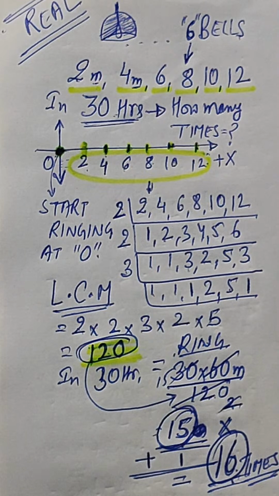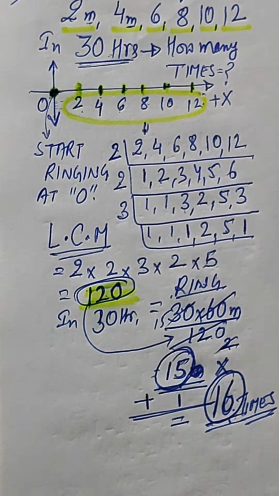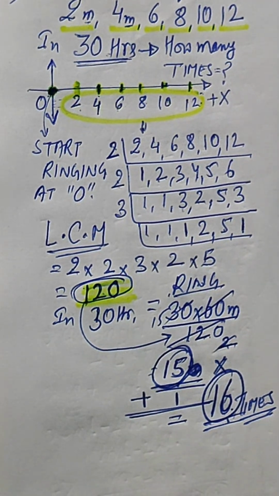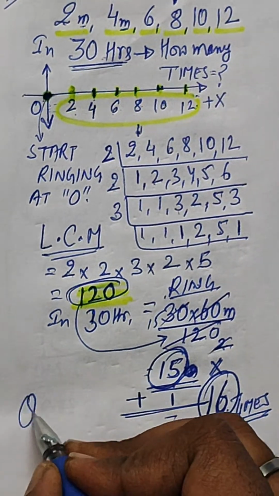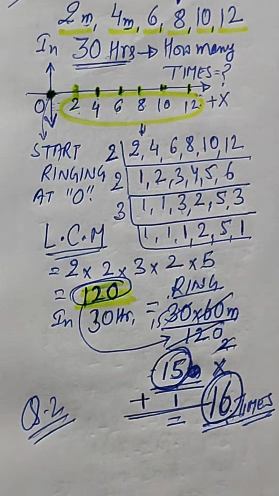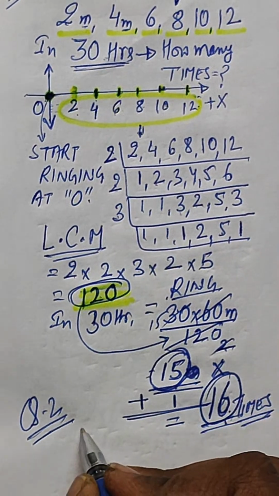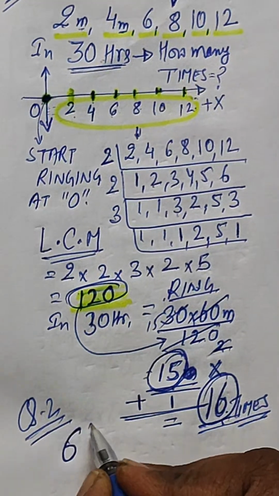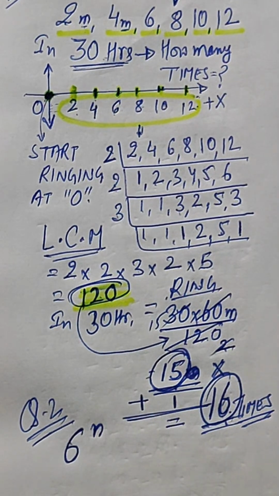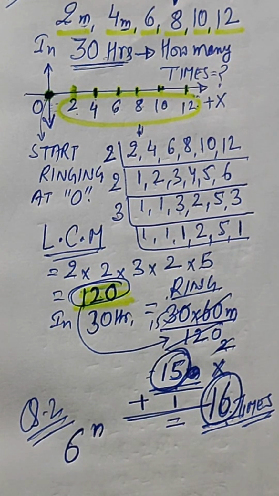Now quickly going into the second question, because we need to solve the second question for today. The second question for today is also from the real numbers. Prove that 6 power n can never end with 0 for any natural number n.